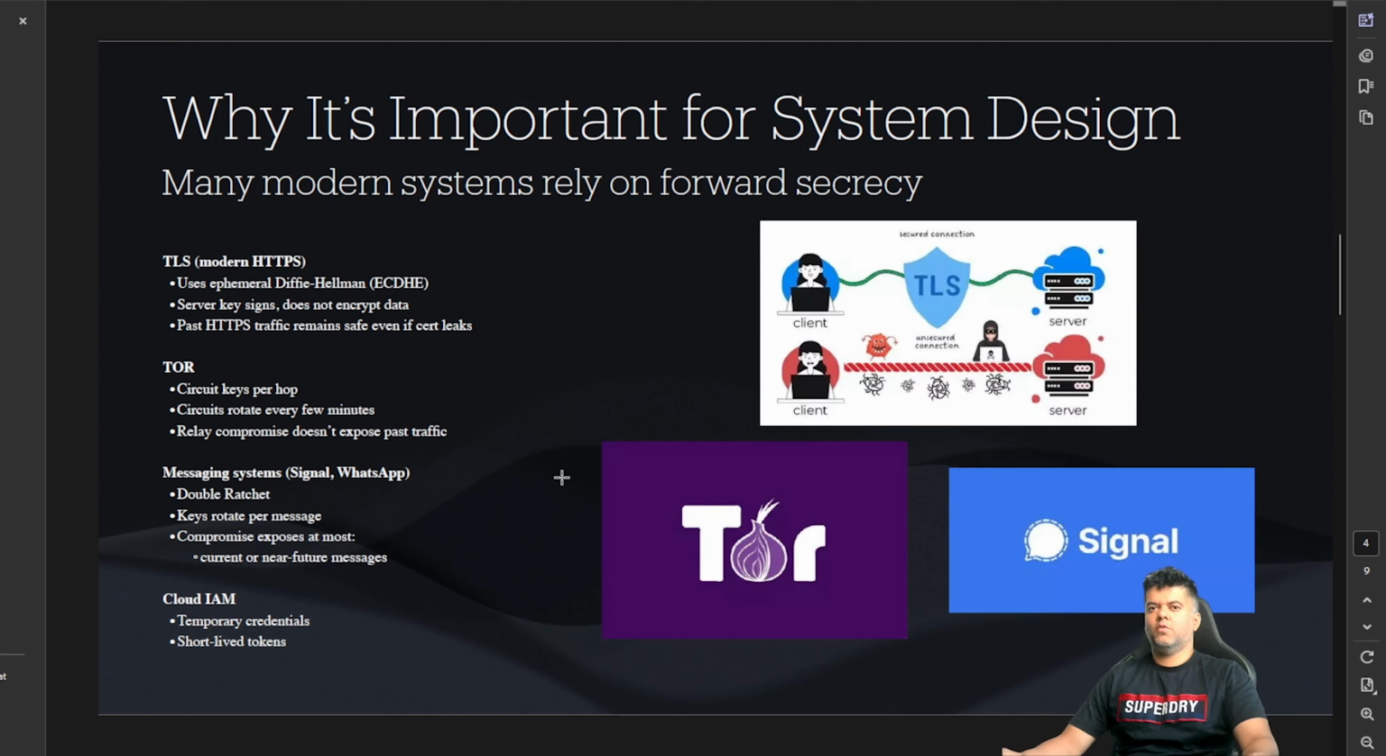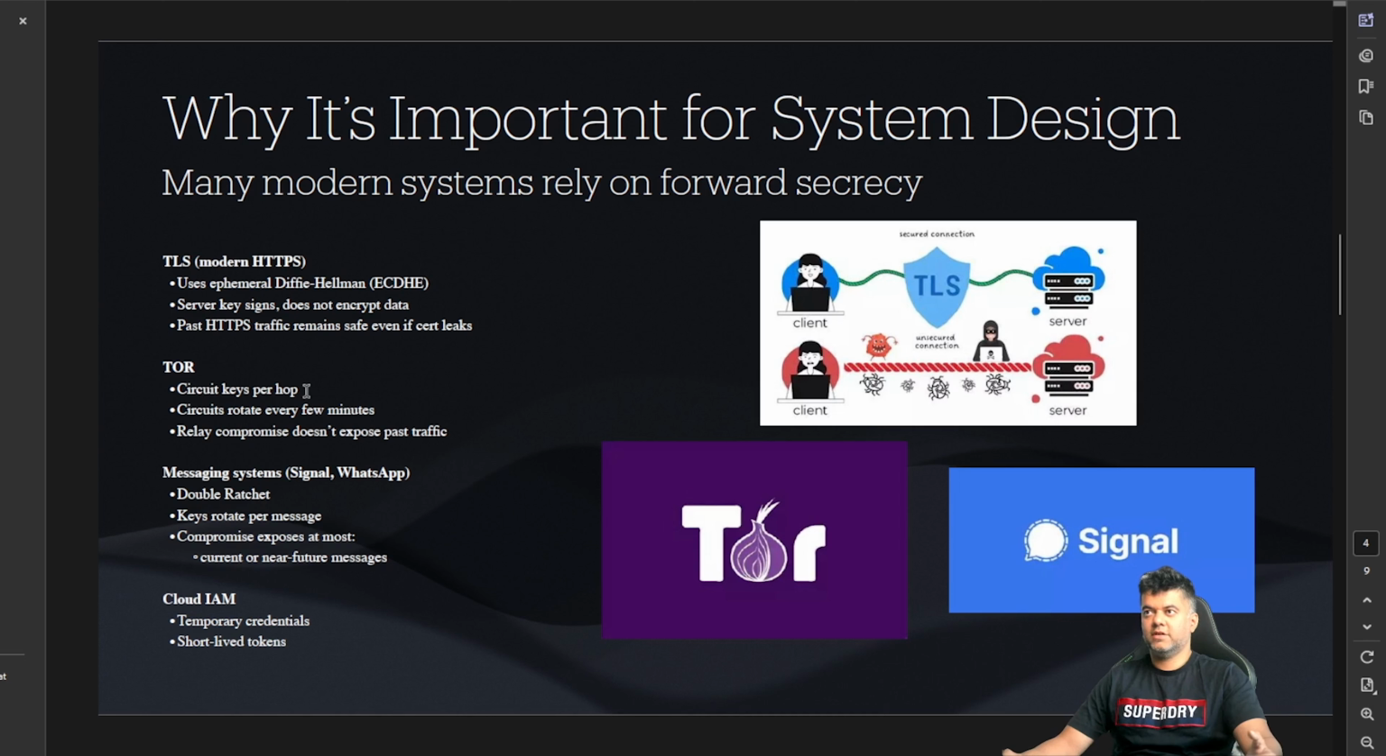Now you must be wondering, why do you need to know this for system design? So the thing is, many modern systems rely on forward secrecy. So we learned about TLS. TLS uses the ephemeral Diffie-Hellman algorithm. You have server keys signing, and it does not encrypt data. And you have past HTTPS traffic still remaining safe, even if the certificates leak.